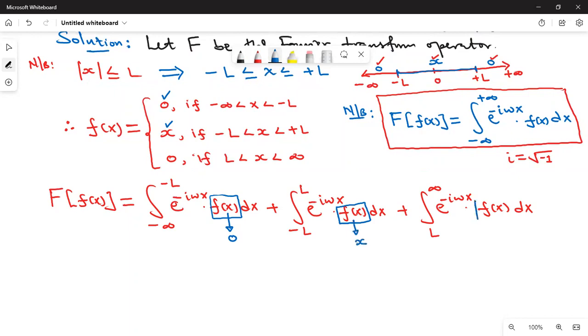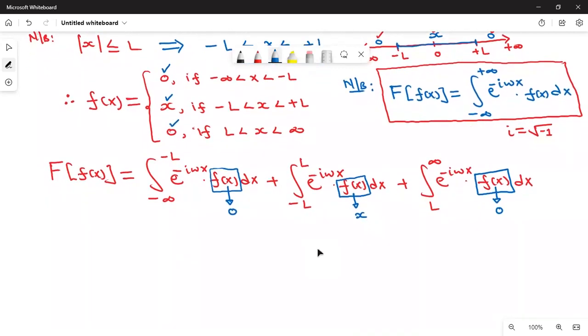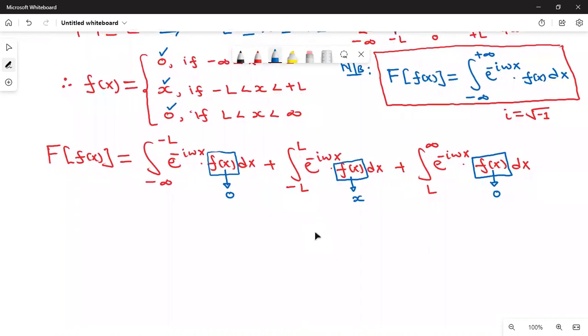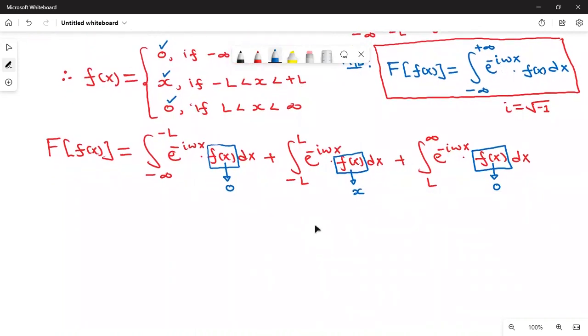And what about the last interval? What is f of x when we are in the interval positive L to positive infinity? We are told it should be 0. So this is 0. And you see, when you integrate 0, the result is 0. So where we have the integrand as 0, I don't even need to write those zeros.